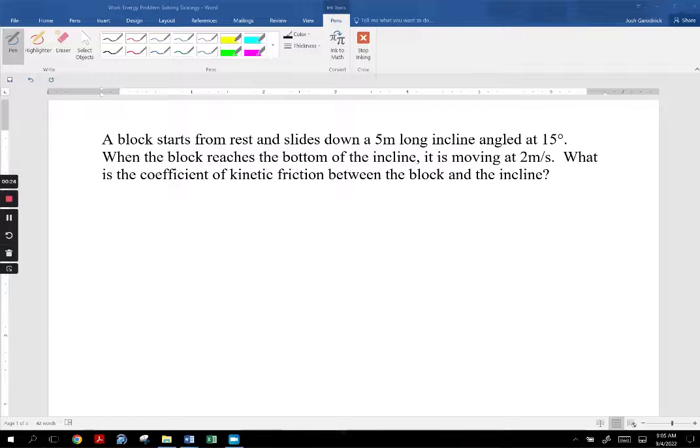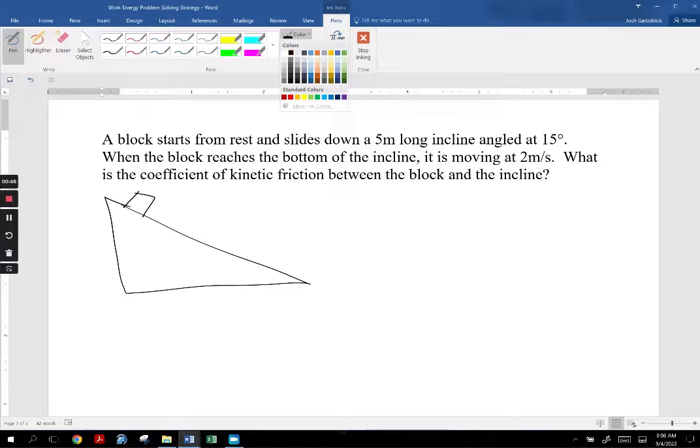After you've read this problem, when it comes to work and energy, I do suggest drawing a picture. It might help you to visualize what's going on. And in this case, it is an incline that is 5 meters long. So I'm just going to draw this out really quick. We got an object whose mass is not given. Oh my goodness, we don't know the mass. What to do? The angle of the incline is 15 degrees. How nice. And the length is 5 meters long.